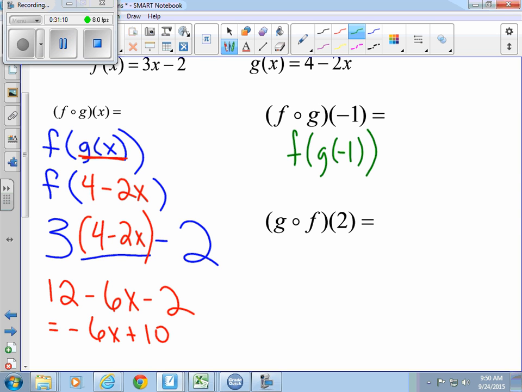I'm going to work from the inside out. What's the first thing I see on the inside? g of negative 1. Can I find g of negative 1? Where would I go to find g of negative 1? Up to the equation, and I plug negative 1 in for x. So g of negative 1 is 4 minus 2 times negative 1, which is 4 plus 2, which is 6. Negative 2 times the negative 1 is positive 2. 4 plus the 2 is 6.